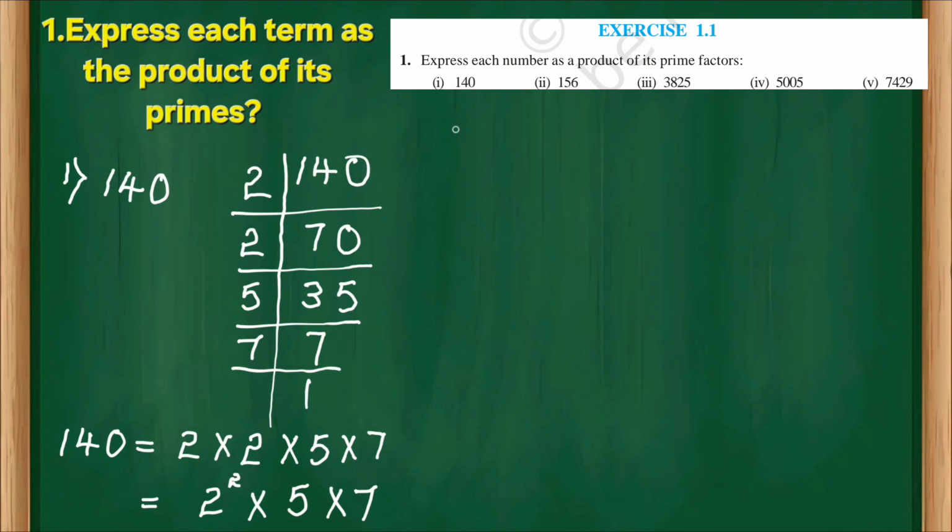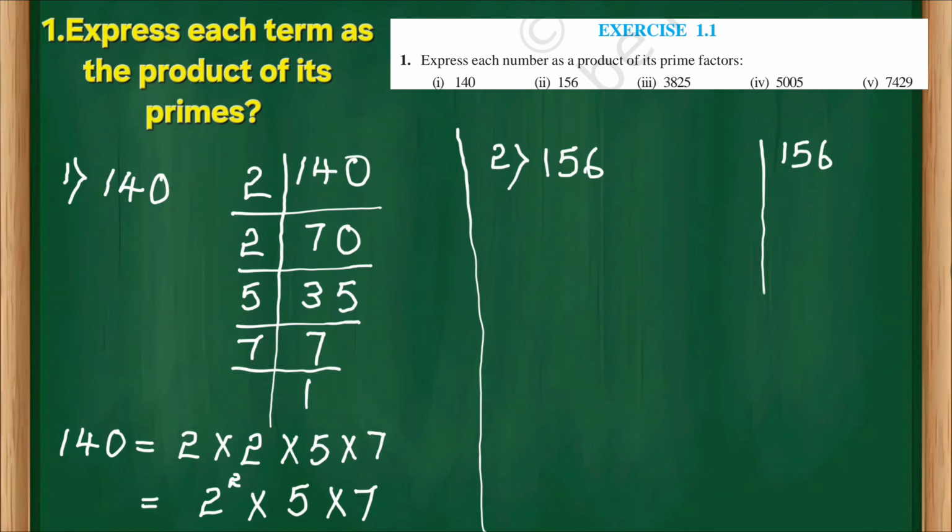Now let us solve the second question from this. That is, second number is 156. 156 can be divided by the prime number 2. So first start the division from the smallest prime number. That will be easier for you.